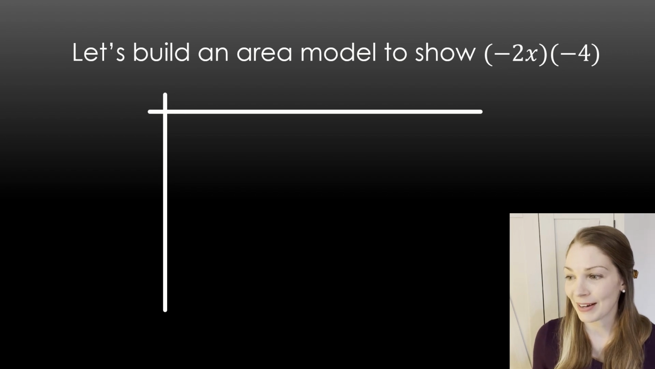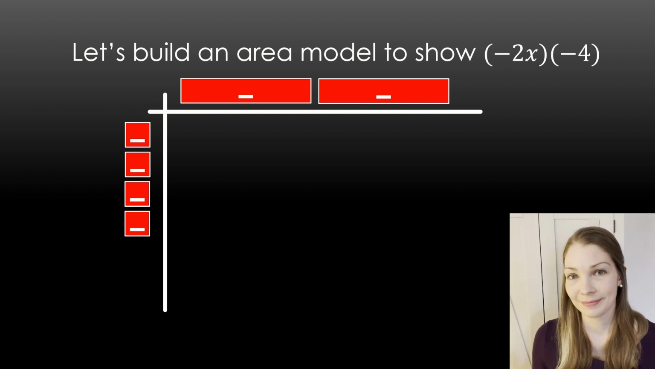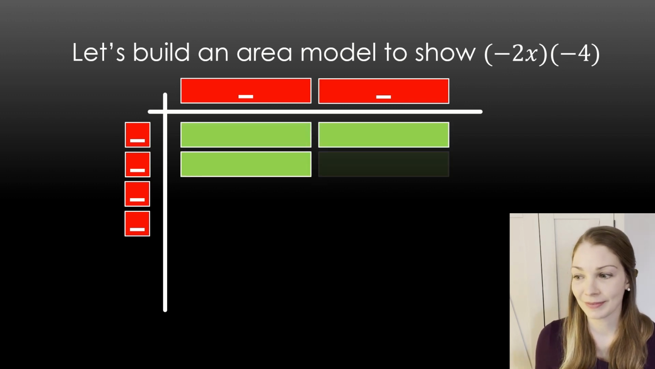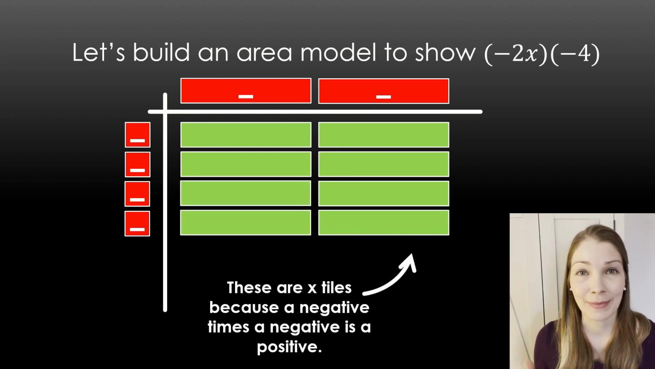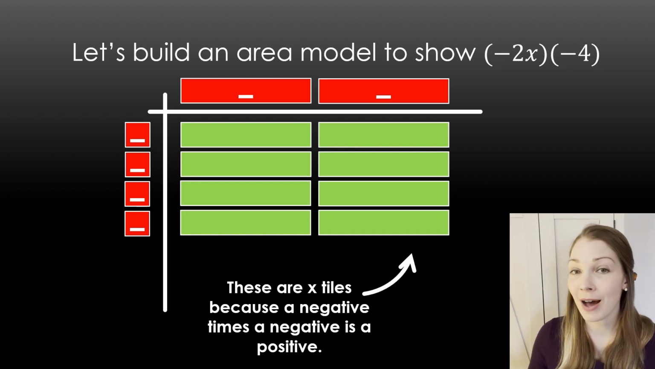Okay, let's try this one out. Negative 2x times negative 4. If you got your dimensions, now fill in your area. And so this one we can see a negative times a negative is going to give us a positive for the product. And here we have a positive 8x.